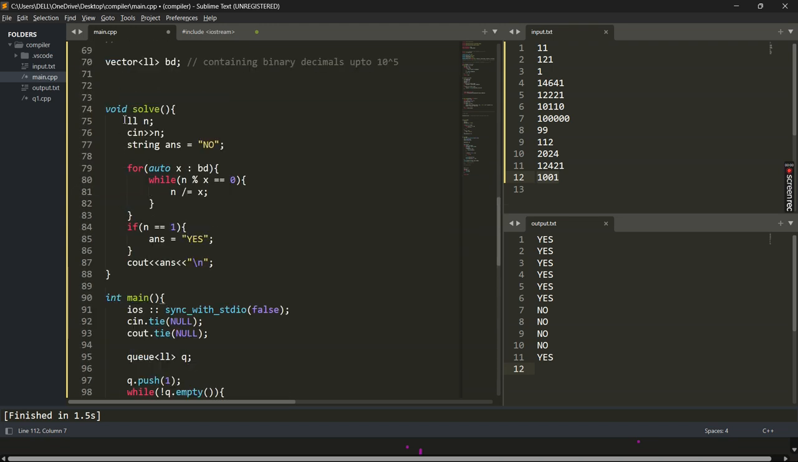So now let's go to this part where I am solving for each test case. I have initialized the answer string as no initially. I am iterating in the binary decimal vector. This x is the current binary decimal. I am checking whether this binary decimal divides n or not. If it does, I continuously divide n by x. After all this iteration, if n becomes 1, that means we are done and the answer will be yes. Otherwise, the answer is no. So here I am printing this answer.